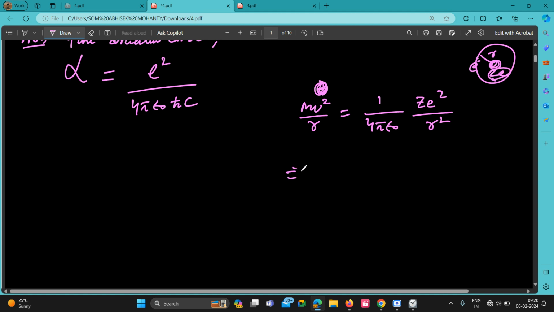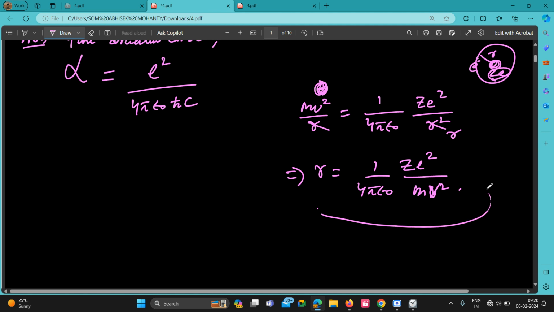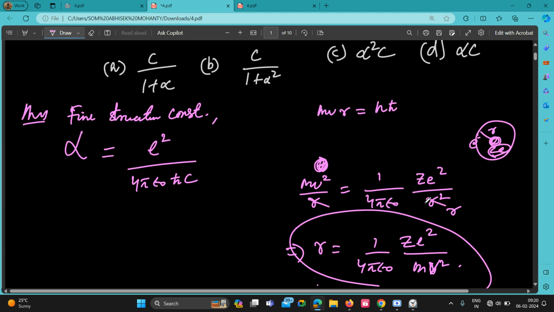Okay. So what is r from here? r are cancelled. Now r comes to this side, mv square goes to that side. So Ze square, 1 by 4 pi epsilon naught, Ze square by mv square. So this is your r. Now what will I do? I will put this r here.